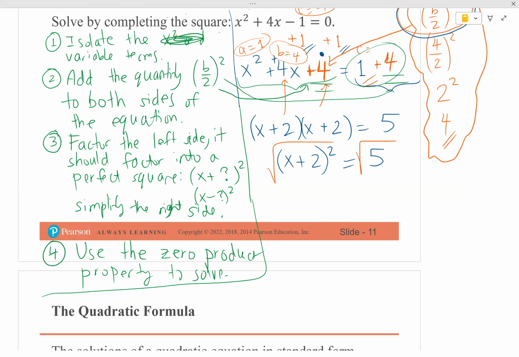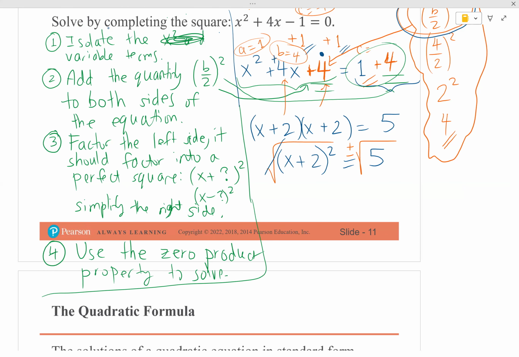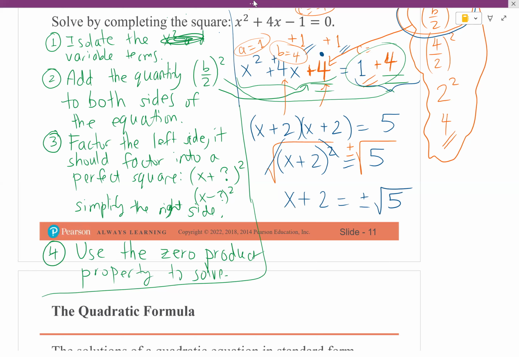But don't forget, when you square root both sides, the portion that's just numerical that has no x has a plus or minus. On the left side, the square root and the square will cancel. I'm left with x plus 2 by itself. And now on the right side, it's not just the square root of 5, it's the plus or minus the square root of 5. So there are really two solutions here.